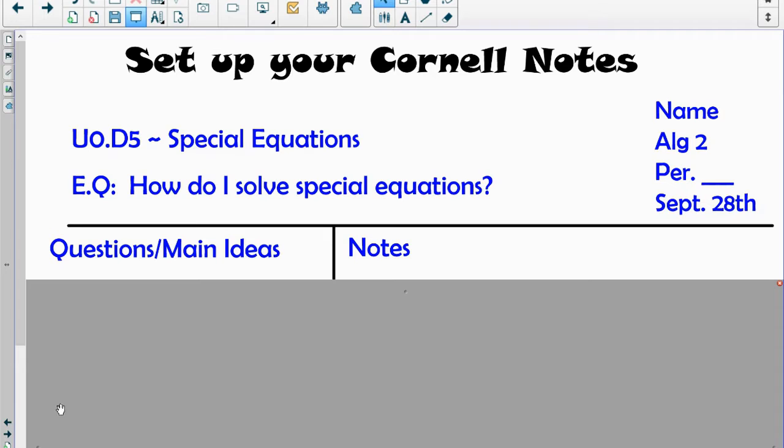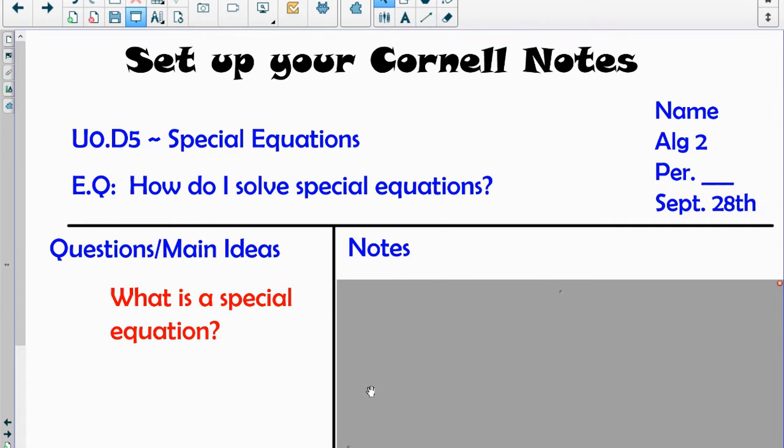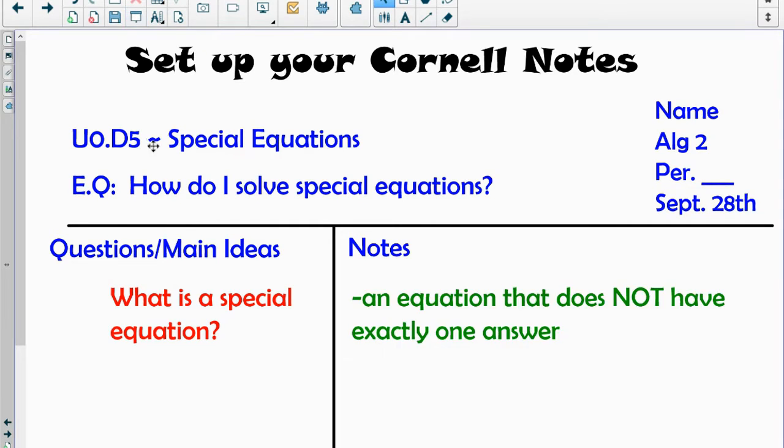All right, we're going to talk about special equations today. So before we can answer the essential question, how do I solve special equations? Let's take a second to talk about what special equations actually are. So what is a special equation? It's an equation that does not have exactly one answer.